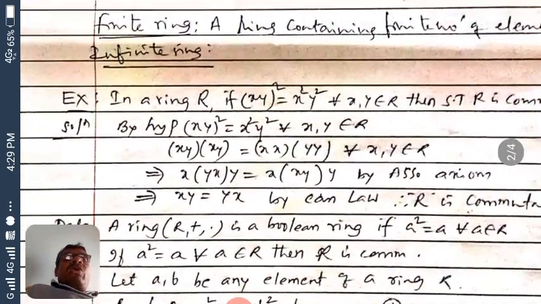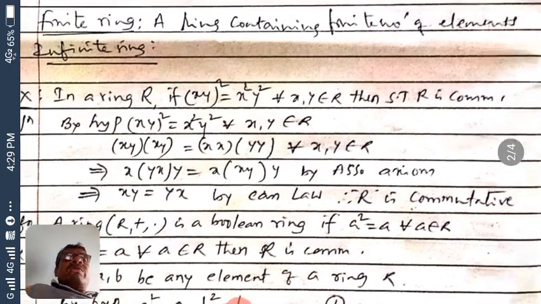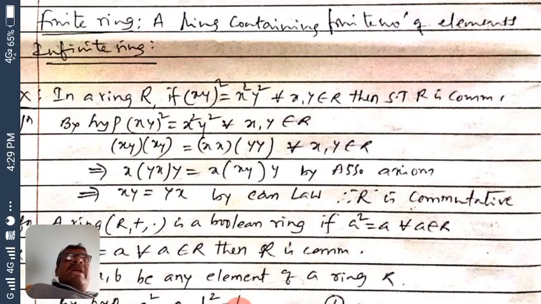One more important illustration for the examination: in a ring R, if (xy) whole square equals x square y square for all x, y belonging to R, then show that R is a commutative ring. That means xy is equal to yx. This is our general definition of the commutative property. We are using that definition here to show R is commutative.